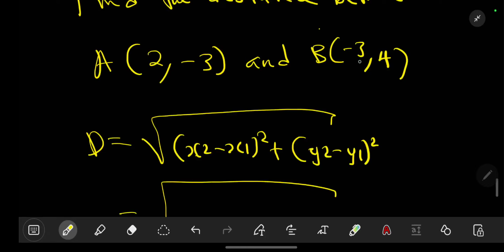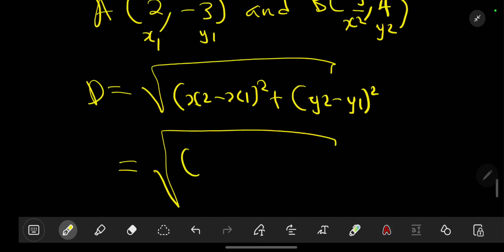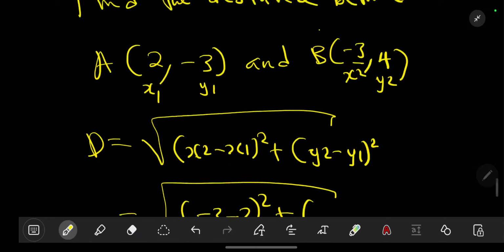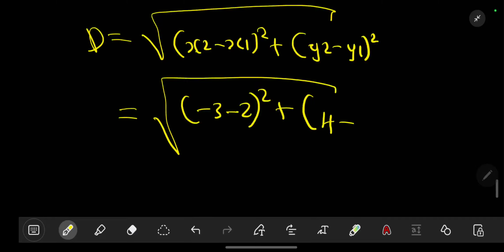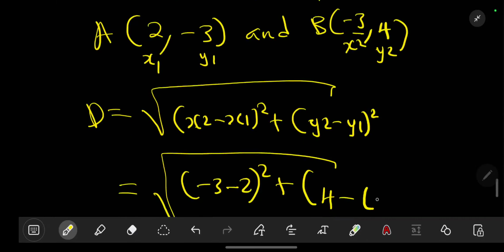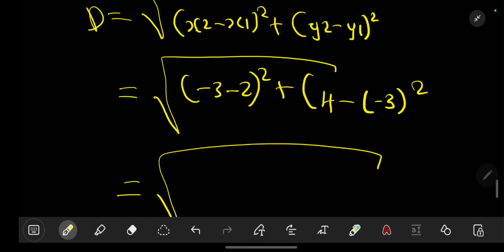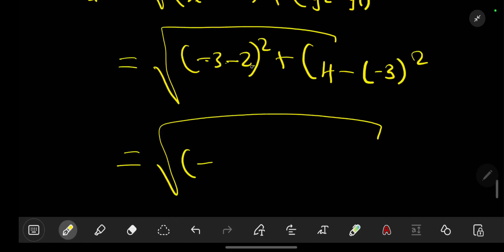X2 is equal to -3, so this is our x2, y2, y1, x1. So we are going to replace. We have our x2 is -3 minus our x1 is 2, so we square it. Then we have plus our y2 is 4, minus our y1 is -3. Then we square them. We are going to have the square root of our -3 minus 2 is -5 squared.